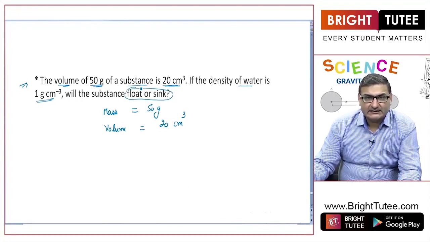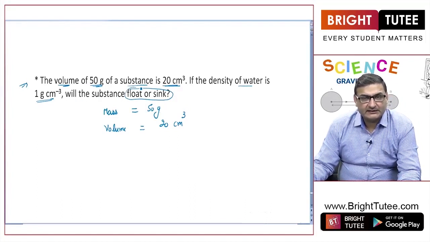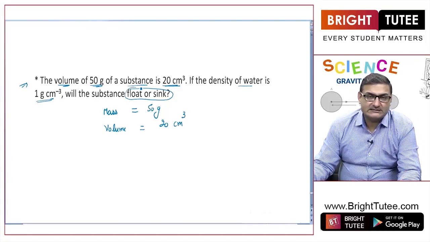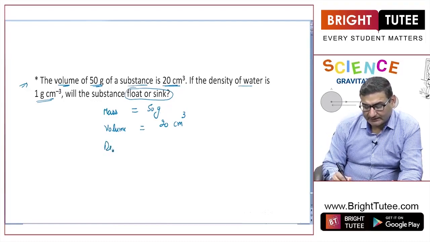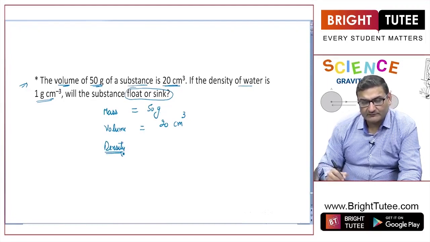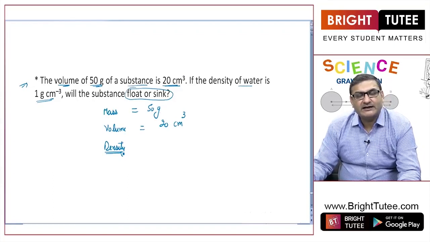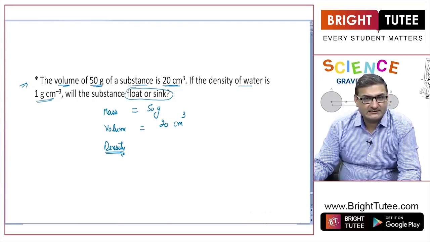Now the examiner is asking whether this particular object will float or sink in water. For that, we first need to relate the density of this substance. So we will first calculate the density of this substance. If the density of this substance is greater than that of water, surely it will sink. But if it is less than water, surely it will float.